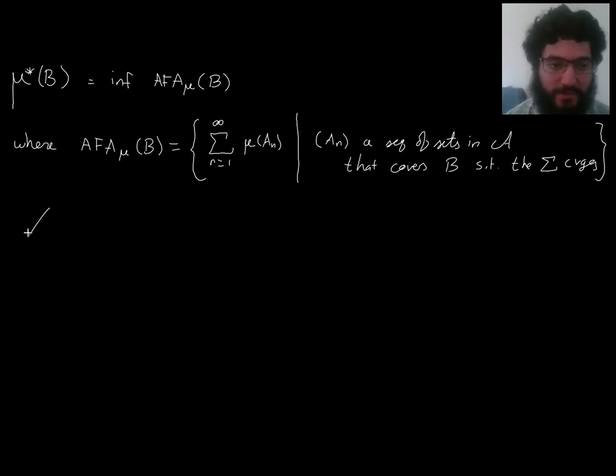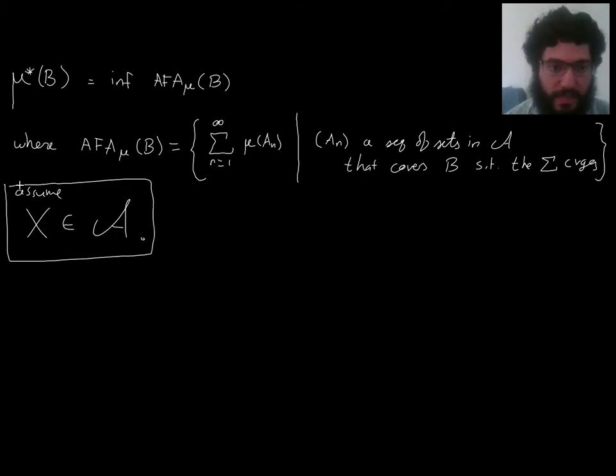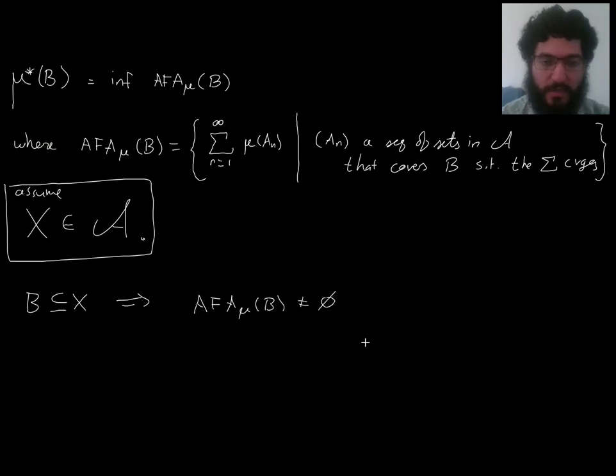So what I mentioned before is that as long as we assume x itself is in our original set, fancy A, as long as we have this, I said that the collection of approximations from above of any given B subset X will be non-empty. And so this infimum is well defined. So this is what I said. This will always be non-empty. But that's actually not strictly true.